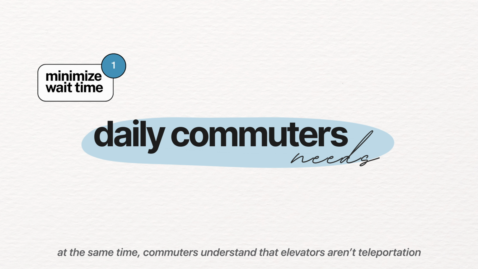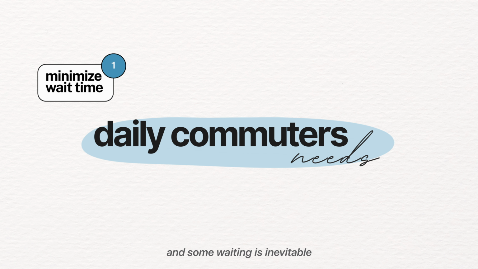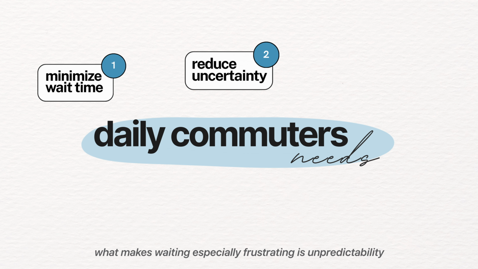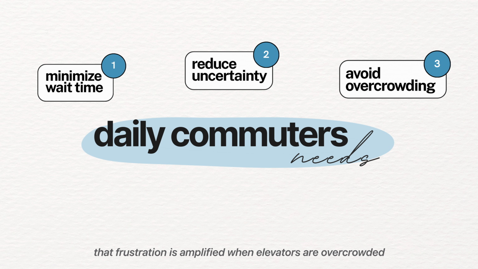At the same time, commuters understand that elevators aren't teleportation devices, and some waiting is inevitable. What makes waiting especially frustrating is unpredictability. When they don't know how long the wait is, the experience can feel even worse. Because waiting is already frustrating, that frustration is amplified when elevators are overcrowded, resulting in commuters skipping a full elevator and waiting for the next one.